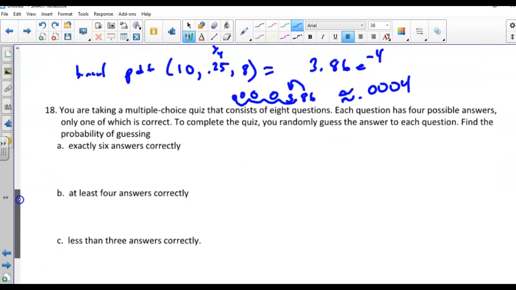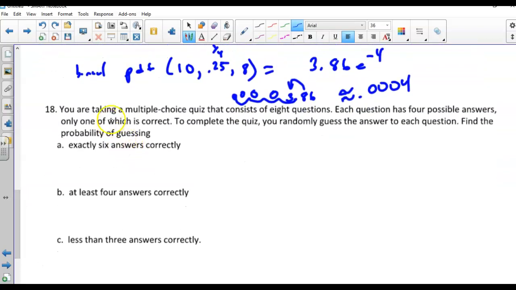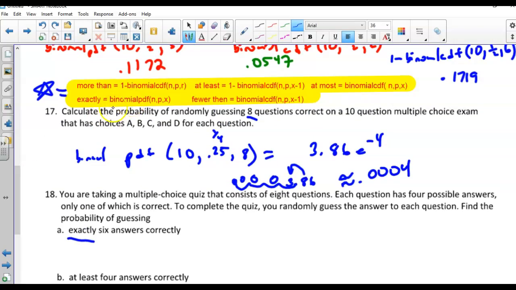All right. Again, using the same strategies. It says you are taking a multiple choice quiz that consists of 8 questions. Each question has 4 possible answers, only one of which is correct. To complete the quiz, you randomly guess the answer to each question. Find the probability of guessing exactly 6. So there's that word exactly again. So again, if you have this, guys, you have a clear model. All right, so binomial PDF.